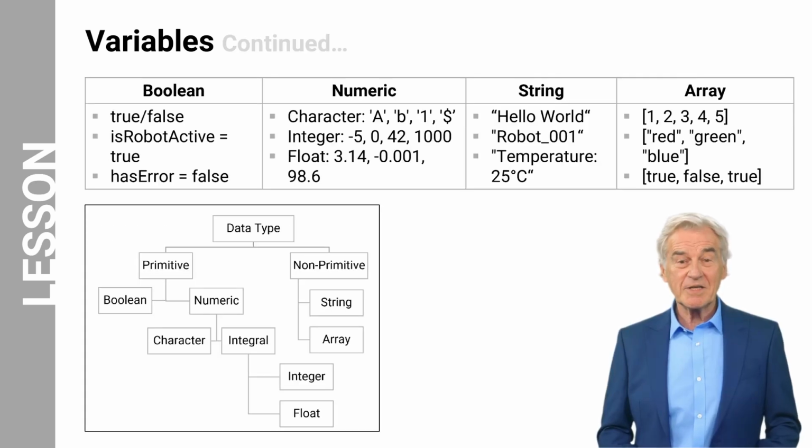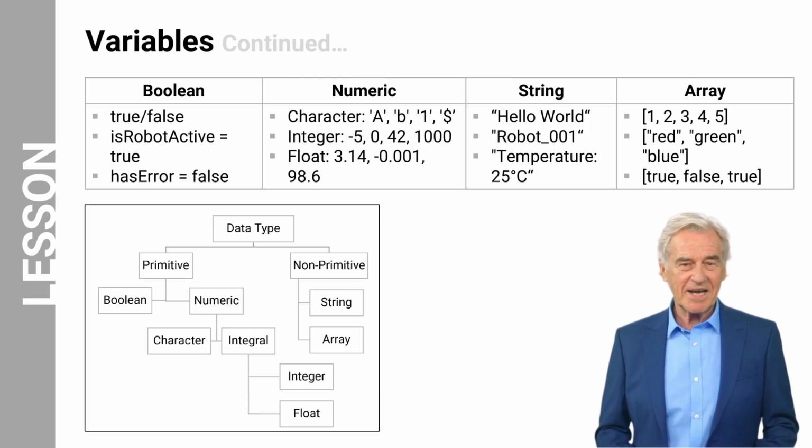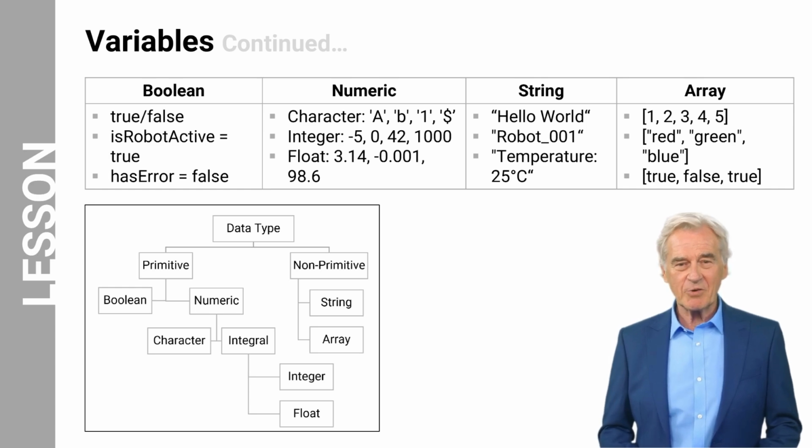Primitive data types include Boolean values, which represent true-false conditions like is robot active equal true or has error equal false, and numeric types, which consist of both characters like A, B, 1, $, and integral values. Integral values further break down into integers such as -5, 0, 42, 1000, and floats like 3.14, -0.001, and 98.6.